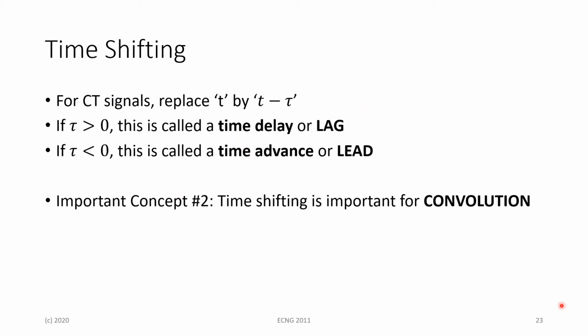The last property that we're going to observe here is known as time shifting. For time shifting, with respect to continuous time signals, the time shift is represented by tau. In particular, if tau is positive, this lags or delays our signal. And if tau is negative, it advances or leads our signal. The time shifting property is also important for convolution, which we'll go into further detail when we reach that particular lecture.